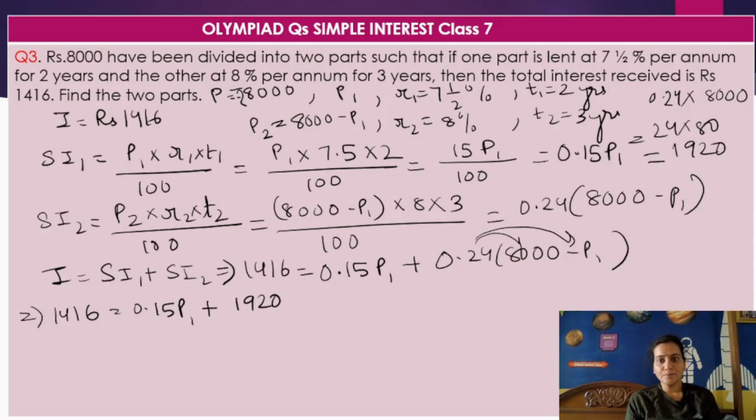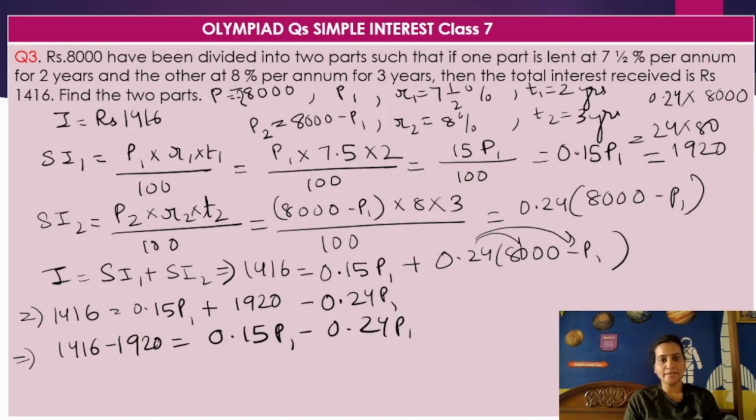Then this plus 0.24 into minus P1: plus times minus gives minus 0.24 P1, right. Now we take the constant terms to one side, so it will be 1416 minus 1920, and on this side the value of P1 will come out. So let us keep P1 together. Now if we subtract these two, 1920 minus 1416, a negative integer will come because this is the bigger value. So definitely a negative integer will come.